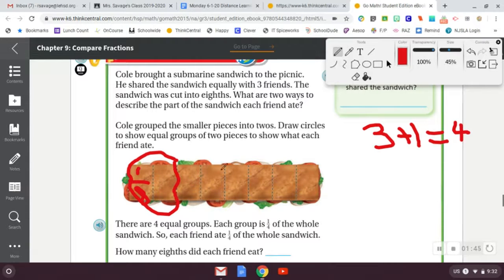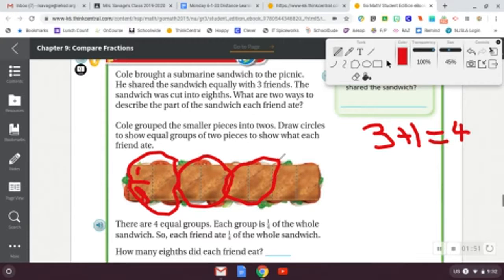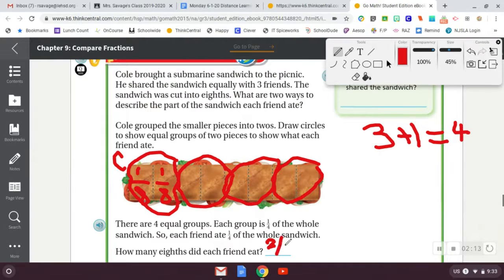So there's 1, 2 with my squiggly lines. Here's another 2. There's another 2, and there's another 2. So if this was Cole's, this is 1/8. This piece is also 1/8. So how many pieces of this sandwich did Cole eat? We can say that he ate 2/8, all right, because they're 2 pieces.